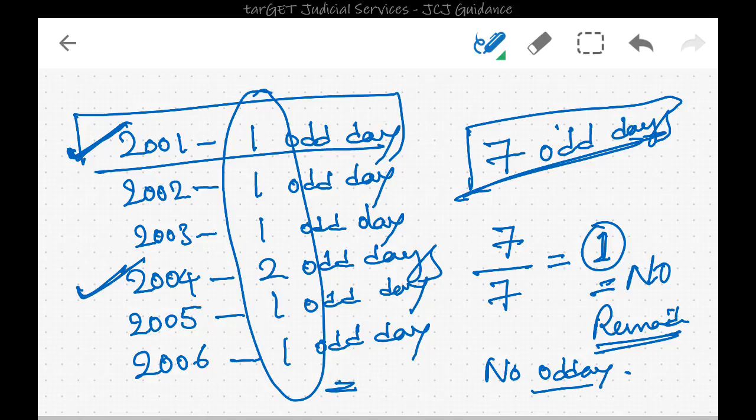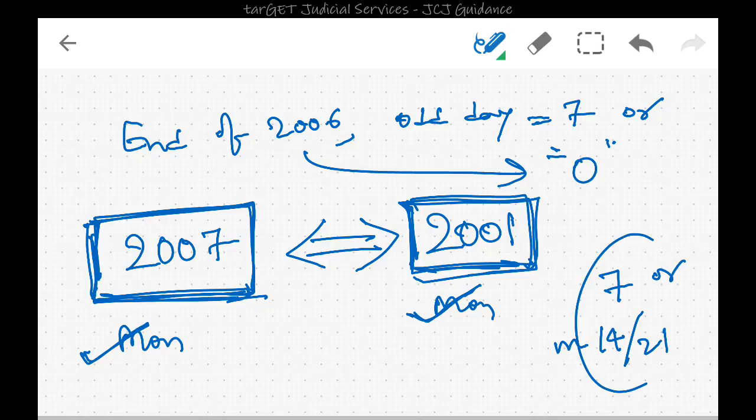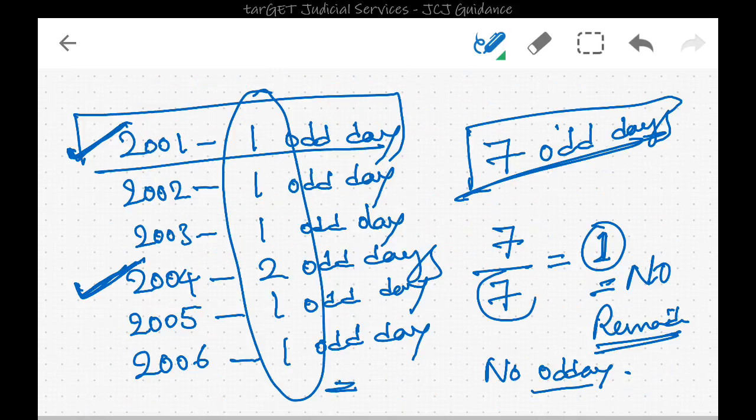Then the second point you have to remember is whenever a leap year comes, you have to add 2 odd days. Then the third point you have to remember is you have to keep on calculating the number of odd days until you get either 7 or multiples of 7, that is 14 or 21 or like that. Until you get them, you have to keep on adding the odd days of the next years, because only when you get 7 or multiples of 7 they will be exactly divisible by 7, which is the number of days in a week, and you will have no remainder.